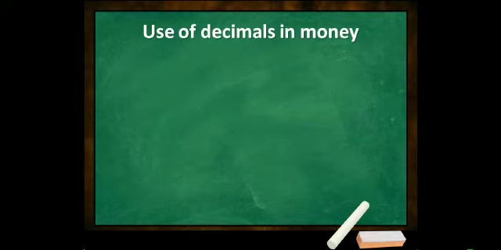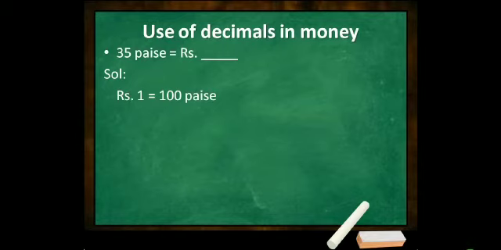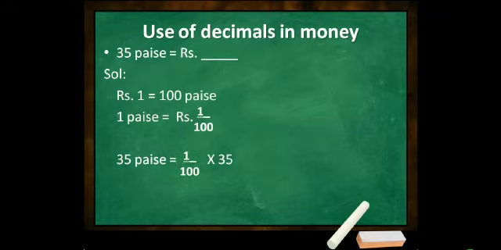Now you can use these decimals in money also. Now 35 paise, you have to convert it into rupees. Now 1 rupee is equal to how many paise? Yes, 100 paise. So 35 paise, you have to convert it into rupees now. So 1 paise is equal to, you can say, 1 upon 100 rupees. So 35 paise you have to multiply with 1 upon 100. So you will get 35 upon 100.